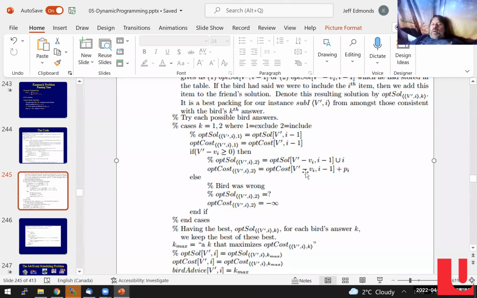And what's the cost of my solution? Well, I take the friend's cost, and I add on the cost of object I, right? Remember, this is the cost of that last edge, right?